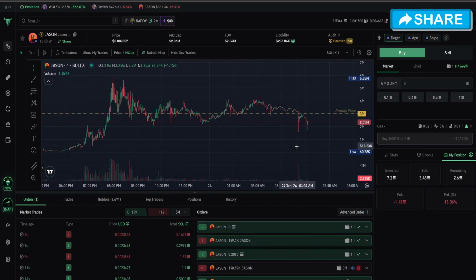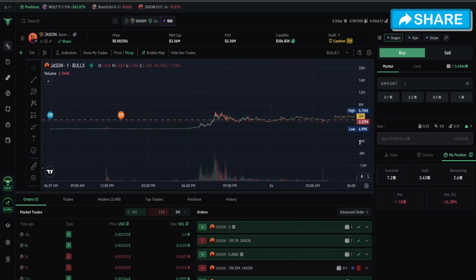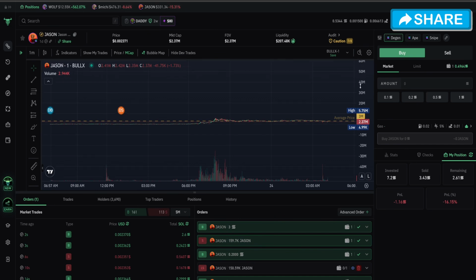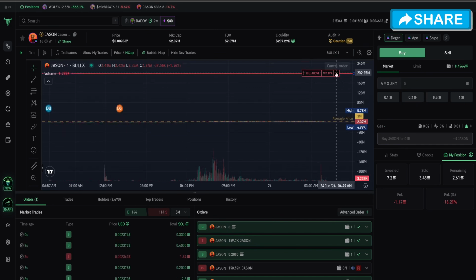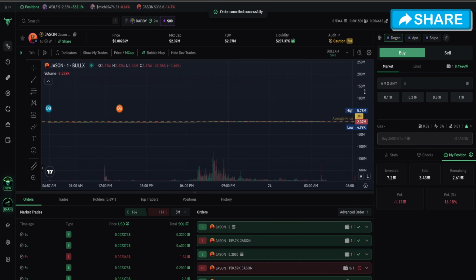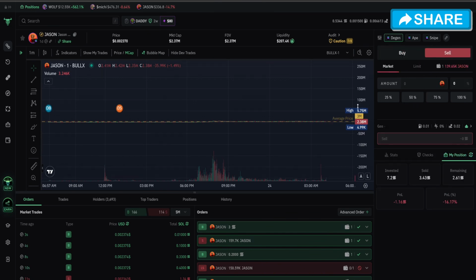This is not financial advice. I'm not telling you to go buy the Jason coin, so just keep that in mind. But let's just say, figuratively speaking, we were to sell this at 220. Let me cancel this order, because I already had an order up. Let's say we set a limit order, and we are going to sell at not even 220. We're going to sell at 215. Okay, so let's sell at 215.